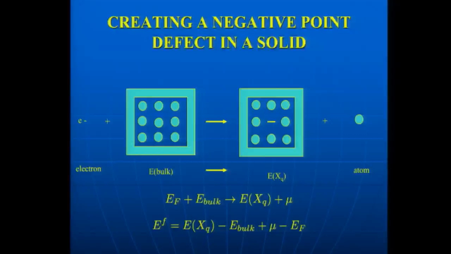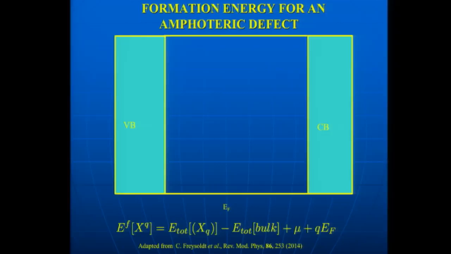So let's recognize that when you form defects in solids, there are many ways to do this. You can form one of many types of defects. You can have a defect that's neutral. You can have a defect that's positively charged. You can have a defect that's negatively charged. And you could have a defect that has the ability to have different charge states, or it's amphoteric.